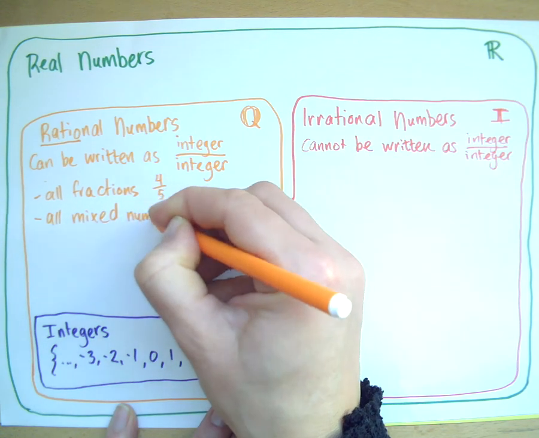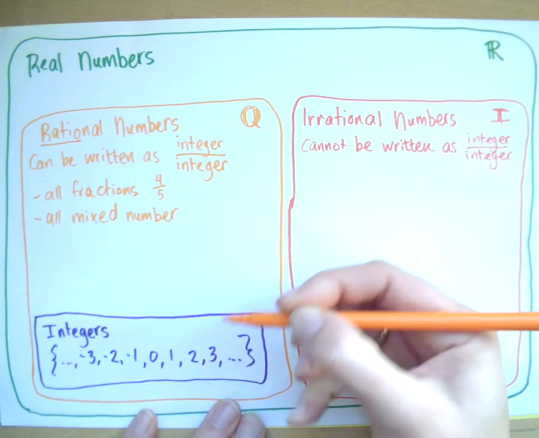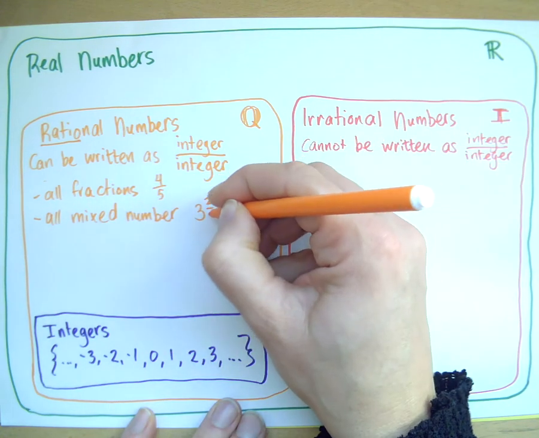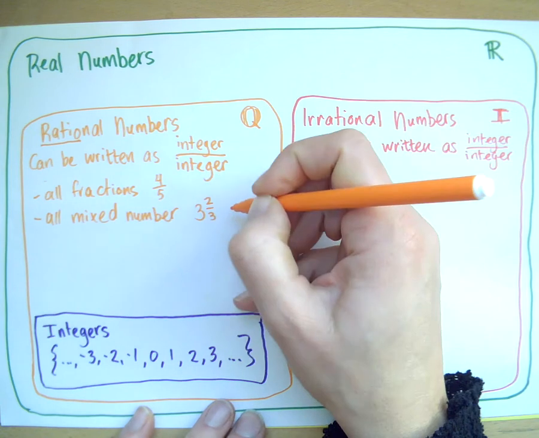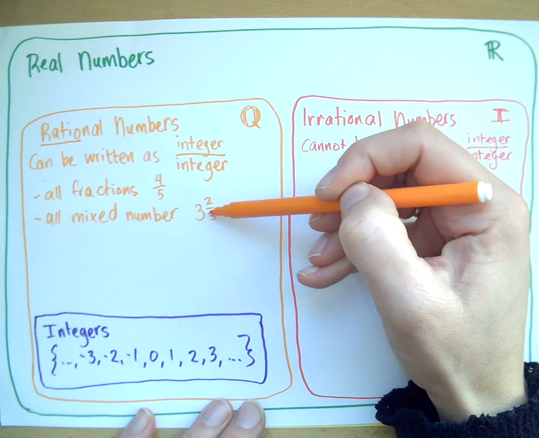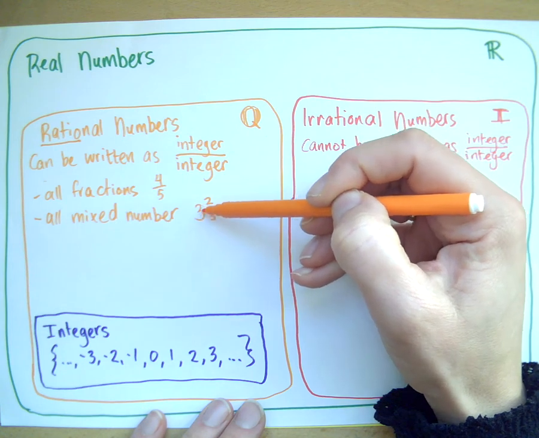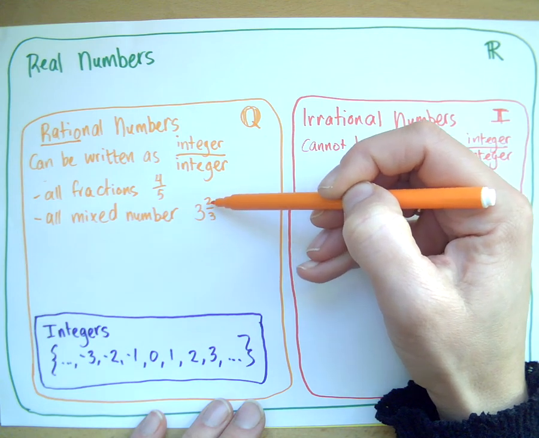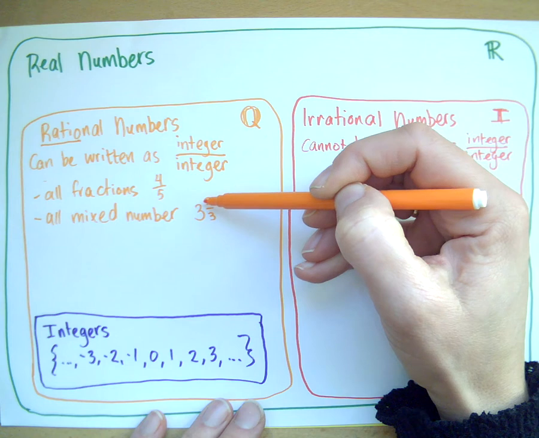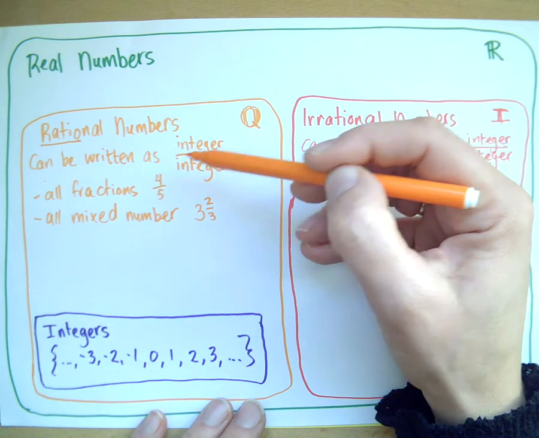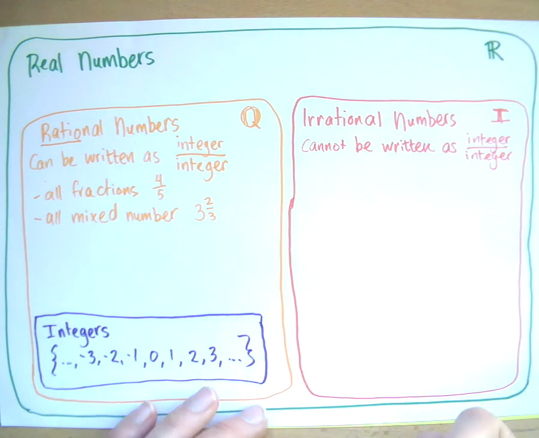because a mixed number is really just a combination of an integer, let's say 3, and a fraction, 3 2/3. That's an example of a mixed number, right? And the integer is actually 3 over 1, and this fraction is 2 over 3. We can combine them and turn them into an improper fraction and say this 3 is 9/3, right? And plus 2/3 is 11/3. We could write this as 11/3, which is an integer over an integer. So that goes for all mixed numbers.